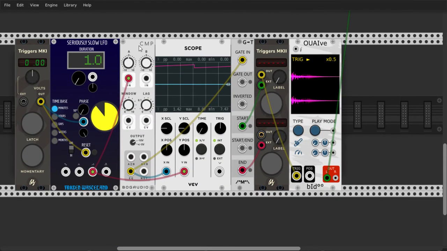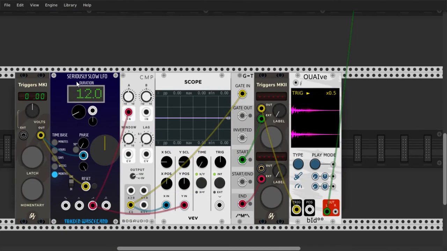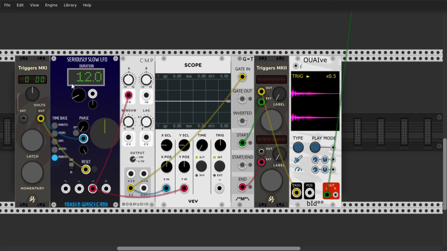Running through the same comp module, producing the same logical test. But we don't want a minute. We want a year. Now we have an oscillator running at a period of 1 year. The drawback, of course, is that Timex knows what time it is. The seriously slow LFO does not know what time it is, but we can tell it.